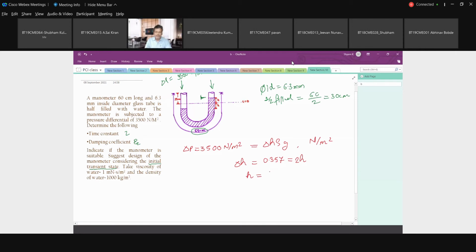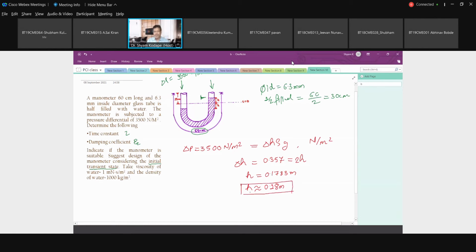What will be the H? 0.178 meter. Okay, or we can say that it is 0.18 meter of water.